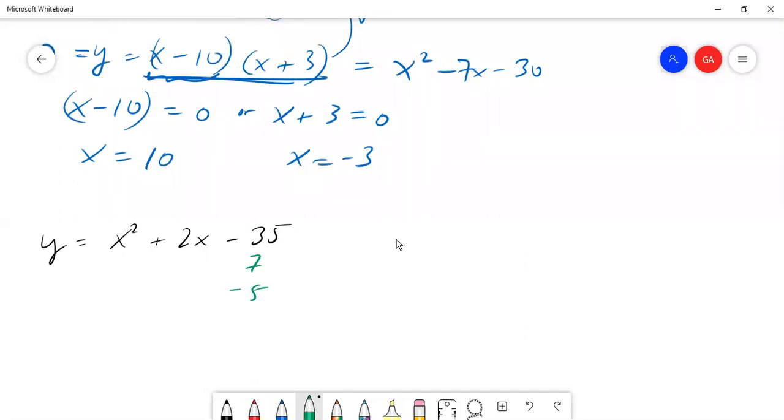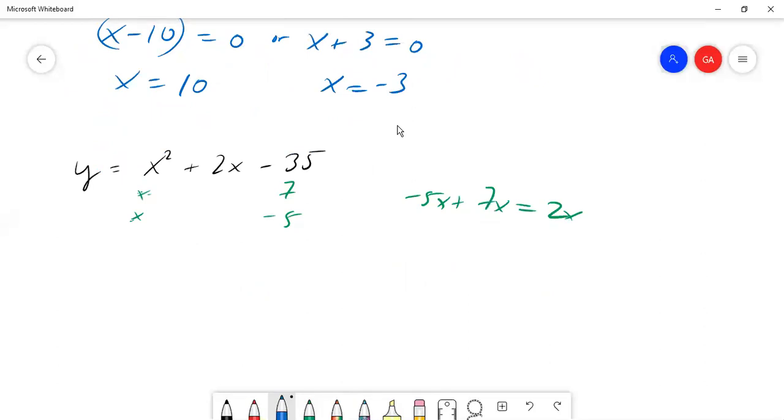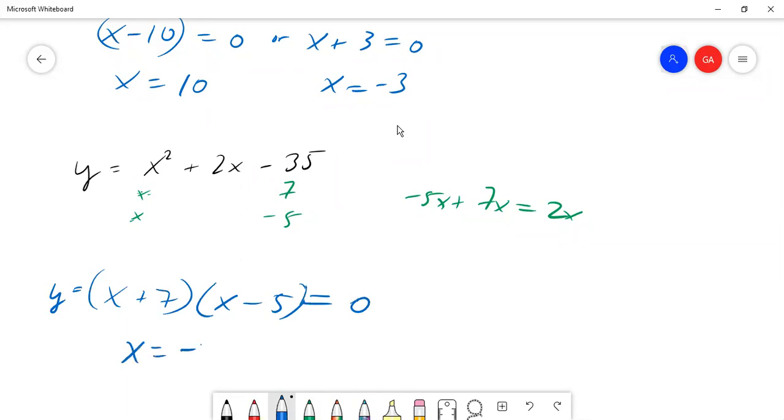So 7 and negative 5, and we know this works because x times negative 5 is negative 5x, and when I add that to x times 7, which is 7x, I get the middle term, which is 2x. So that works. And then what are the factors going to be? X plus 7 and x minus 5. Great, very good. And so what would the solutions be? How would I find the solutions to this quadratic equation? You said set it equal to 0, right? And then I'd get these as the solutions.